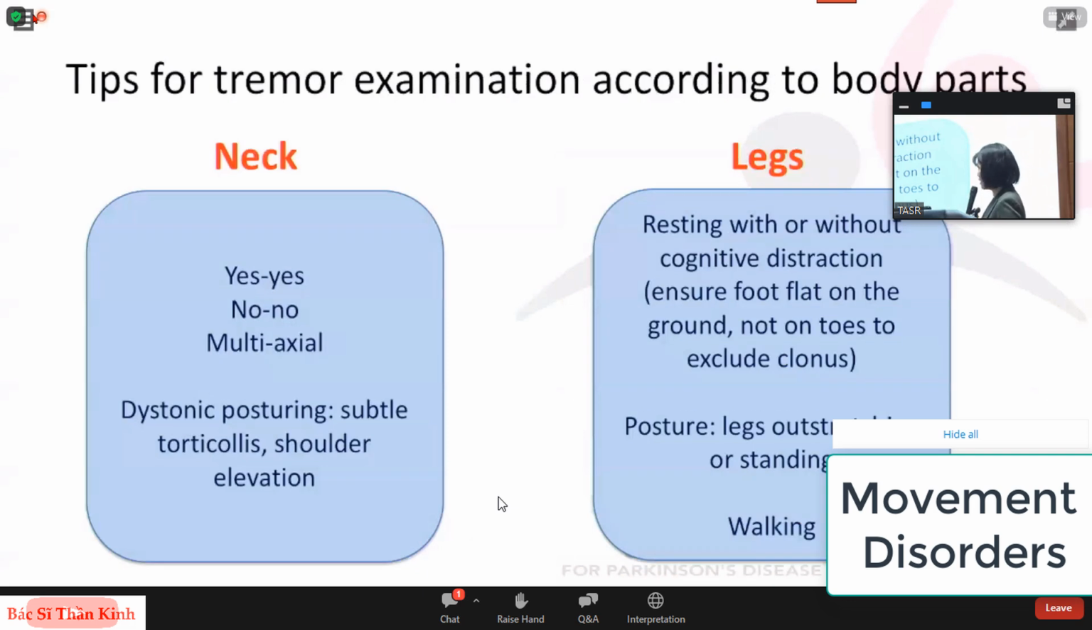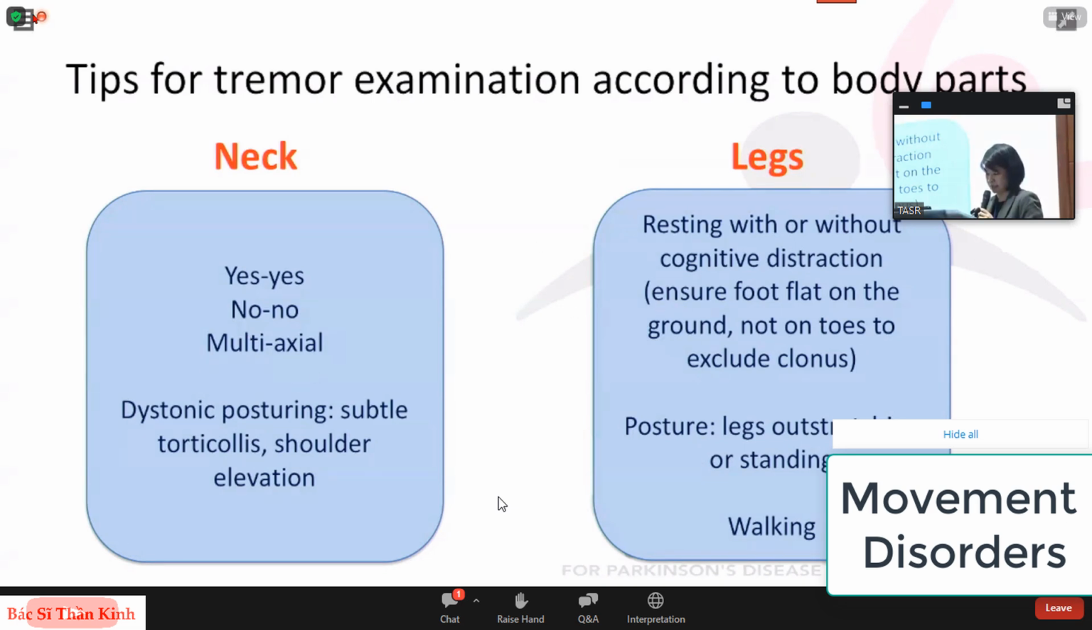So let's move to another part of the tremor, like neck and legs. For neck tremor, it might be in the direction of no, yes, or multi-direction. And you have to look for maybe subtle dystonic posturing like torticollis or shoulder elevation, apart from the examination. That will be more prominent when you see the patient walking, and the subtle dystonia will be more elicited.